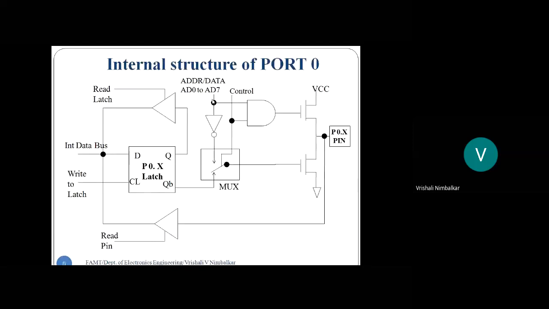Look into the center of the slide: the multiplexer, the inverter, and that AND gate. All this together decides the functionality of the pins, pin numbers 32 to 39. So this circuitry at the center is the control circuitry deciding the functionality. What functionality? Whether the pins should behave as an IO pin, or the A0 to A7 address bus, or the D0 to D7 data bus.